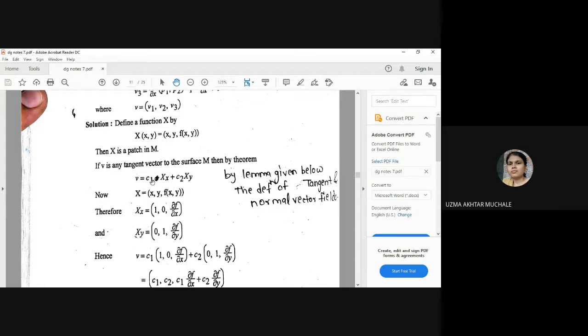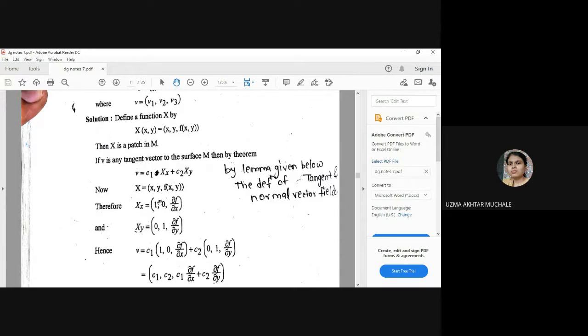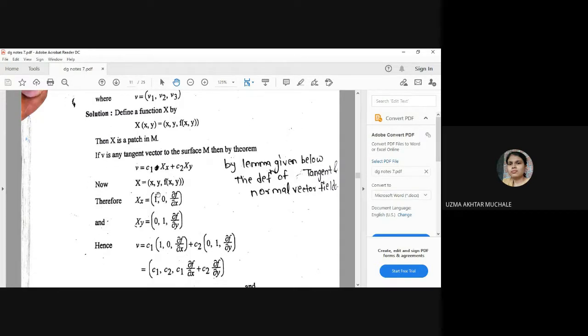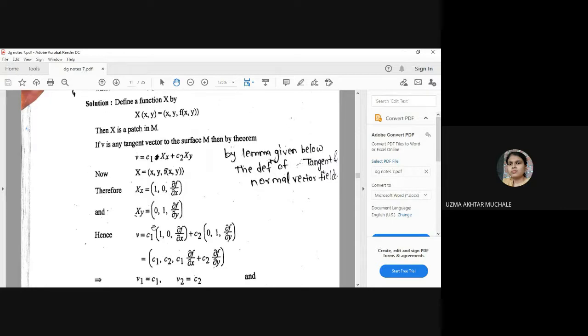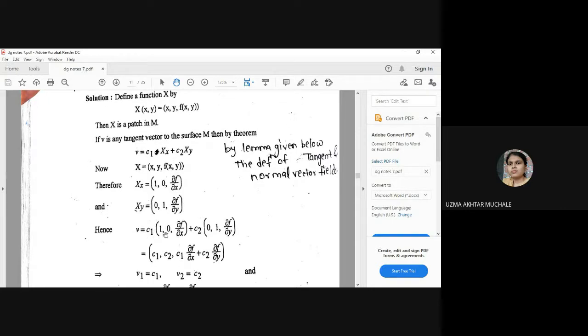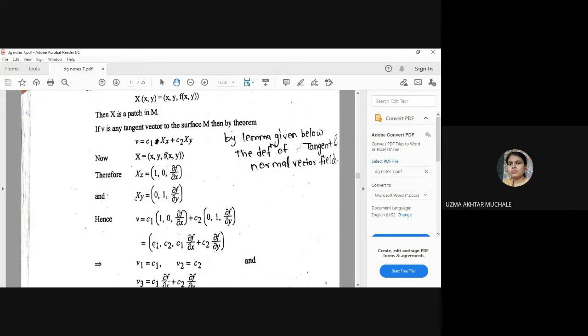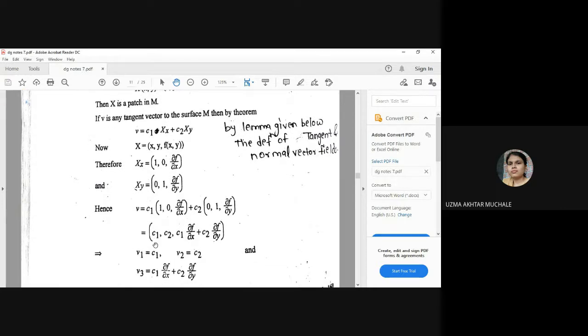So first we have to differentiate capital X with respect to x. So derivative of x with respect to x is 1. Derivative of y is 0. So we have to differentiate the function f with respect to x, and as it is a function of two variables, hence we have to evaluate the partial derivative. Okay, after writing this, any vector v from the lemma can be written as a linear combination of these xu and xv. In this case, it is xx and xy. And hence now we have to add them.